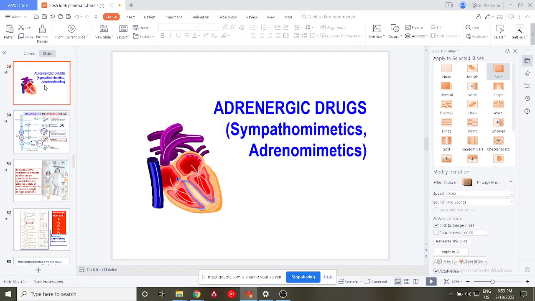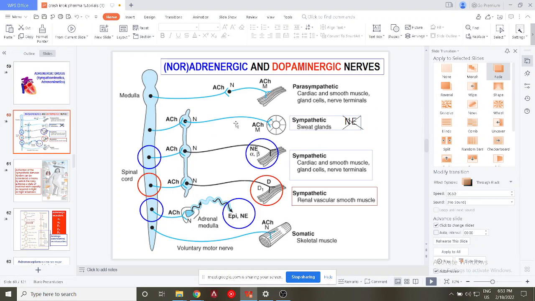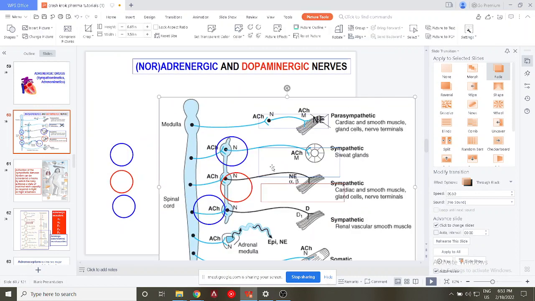So we're moving on to the next topic. The next topic is adrenergic drugs. So these are sympathomimetics or adrenomimetics. This is a diagram of the nervous system. We're going to be focusing on the sympathetic parts and look at where they work on the sweat glands, the cardiac and the smooth muscles, the vascular smooth muscles.